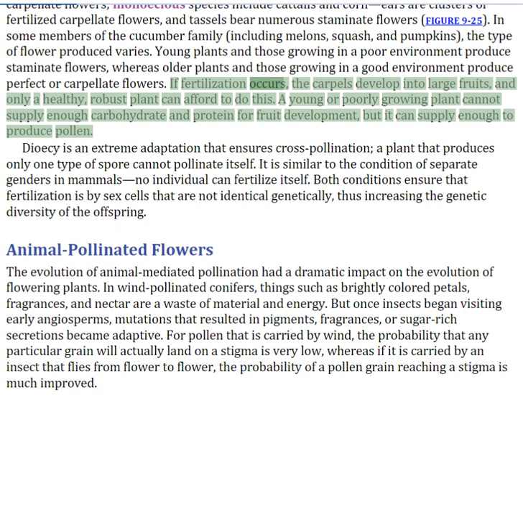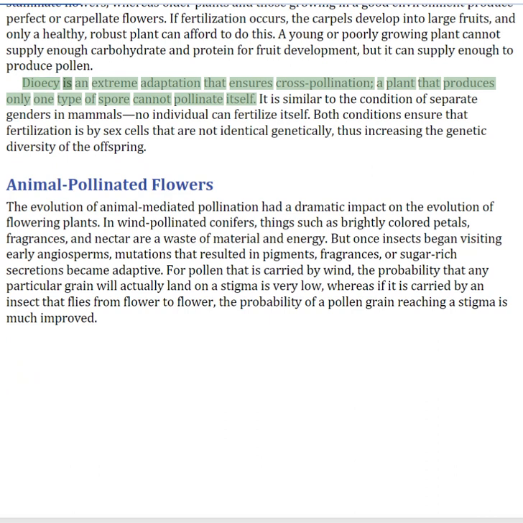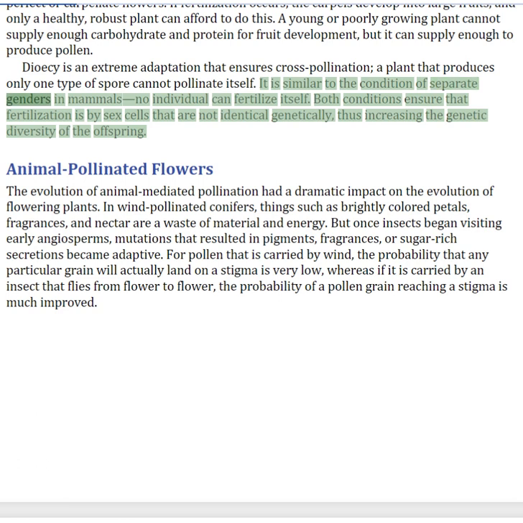If fertilization occurs, the carpels develop into large fruits, and only a healthy, robust plant can afford to do this. A young or poorly growing plant cannot supply enough carbohydrate and protein for fruit development, but it can supply enough to produce pollen. Dioecy is an extreme adaptation that ensures cross-pollination. A plant that produces only one type of spore cannot pollinate itself. It is similar to the condition of separate genders in mammals. No individual can fertilize itself. Both conditions ensure that fertilization is by sex cells that are not identical genetically, thus increasing the genetic diversity of the offspring.